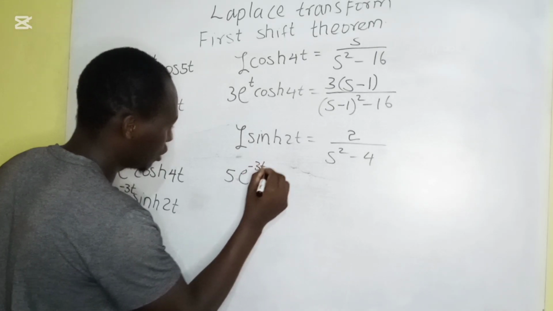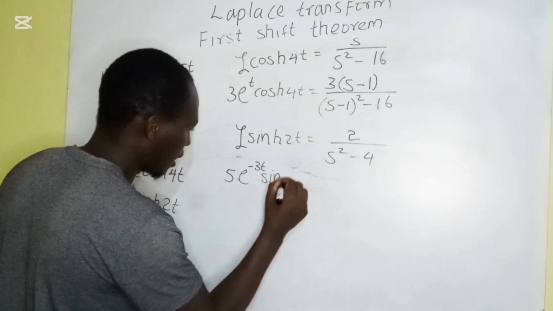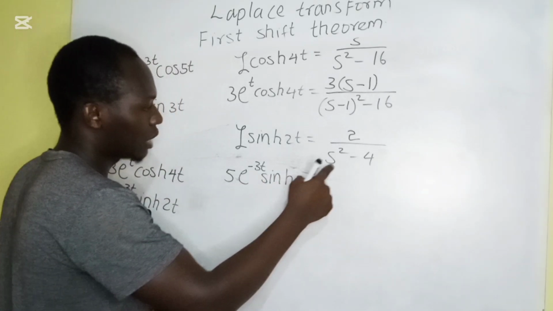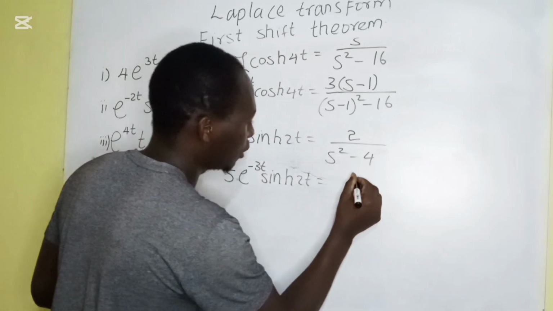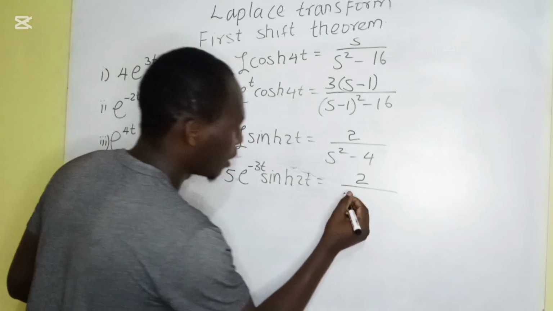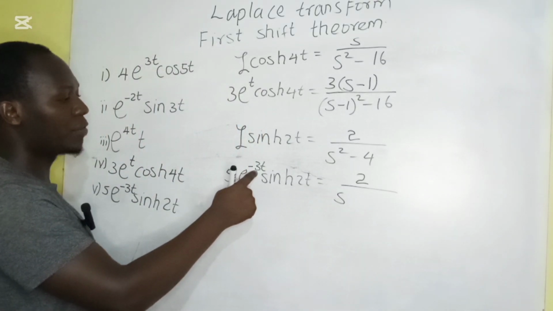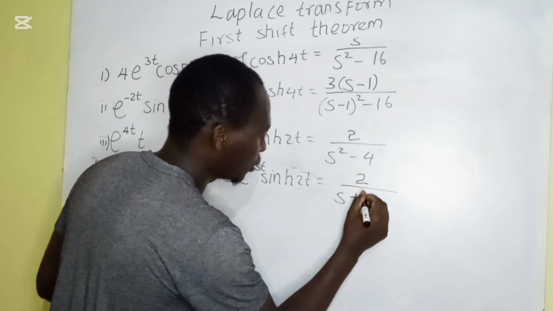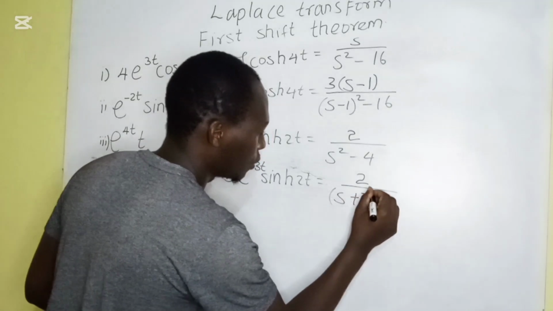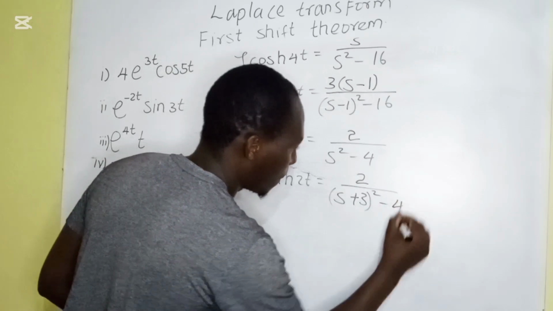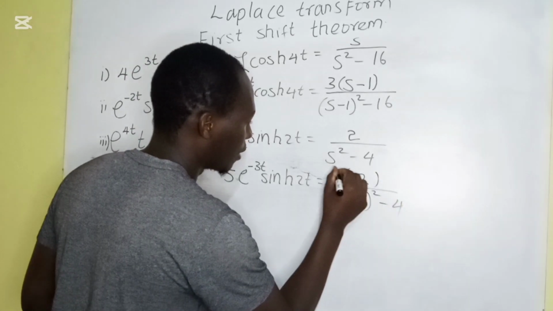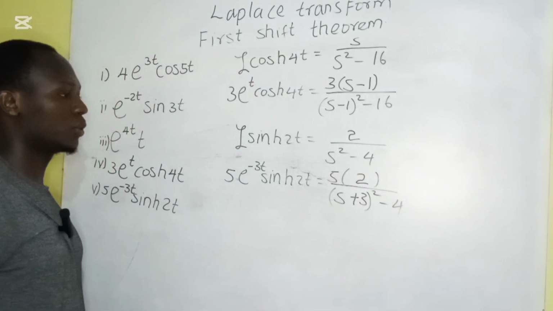But since it was 5 exponential negative 3t sine hyperbolic 2t, to the term of s, we do our shifting, and we are going to have 2 all over s. Here we are having a negative of 3. We are going to have a positive of 3 when we shift with respect to that coefficient, squared. We come and subtract 4. We multiply by 5. And now there we are going to have 10.